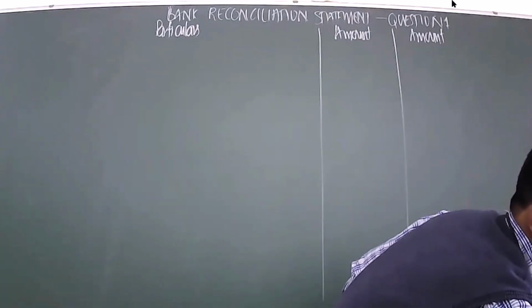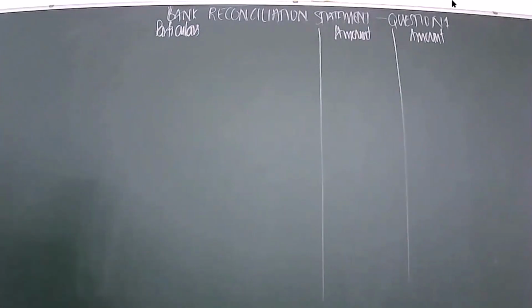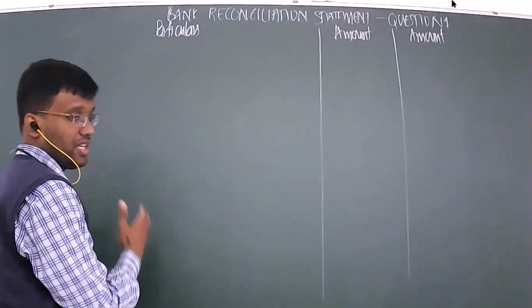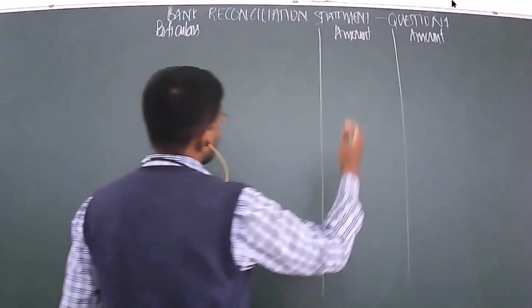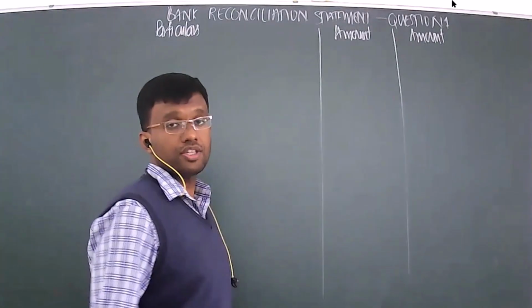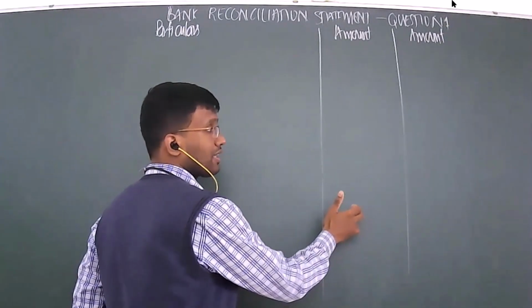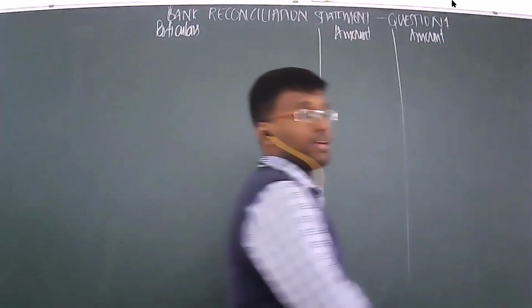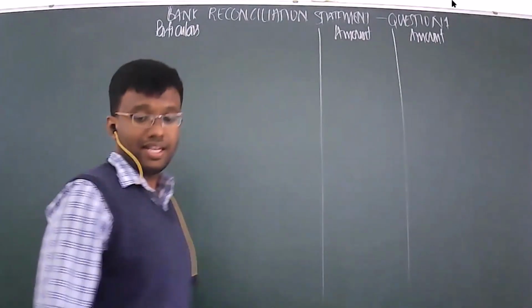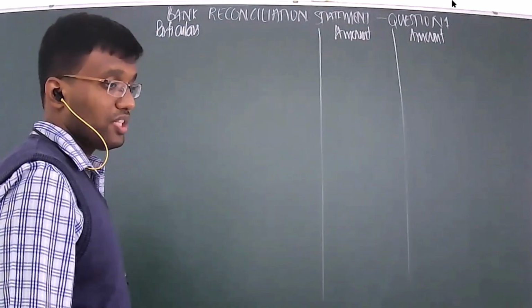Now we will be discussing the format of BRS. The format of BRS is very simple. You have 3 columns: particulars, amount, and then amount. The reason why we have 2 amount columns is because the first amount column we will be using to carry out any kind of calculations. The second amount column is where all the final amounts will be recorded. Okay, now let's start off with this preparation.